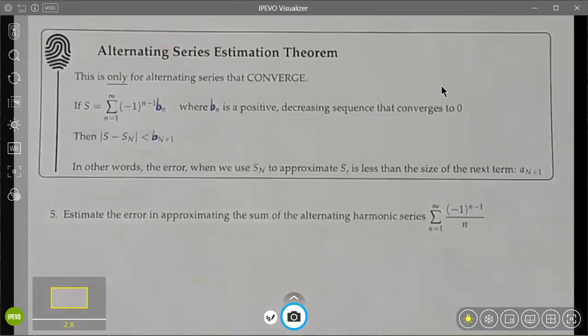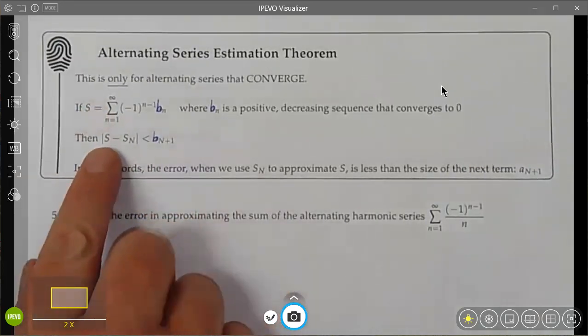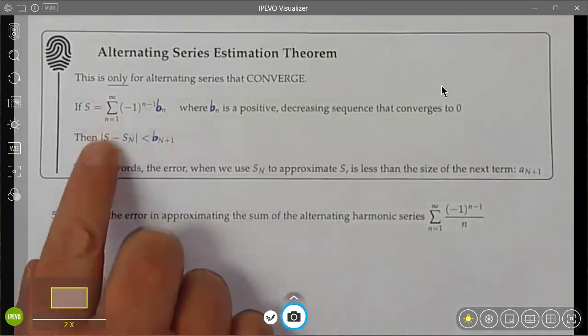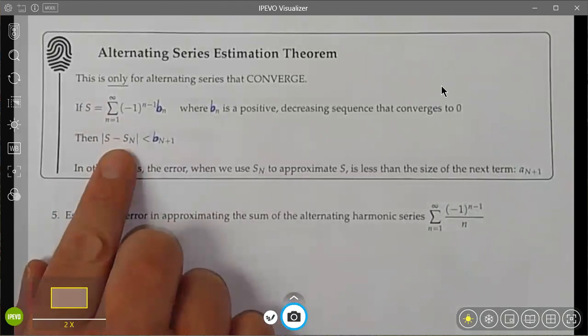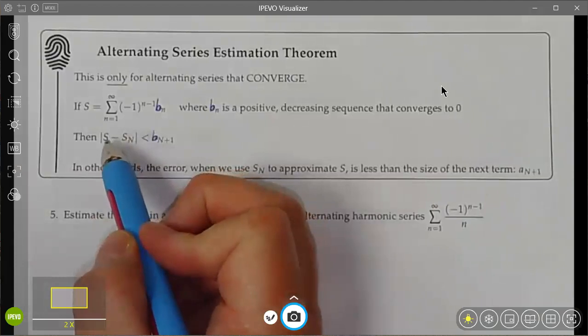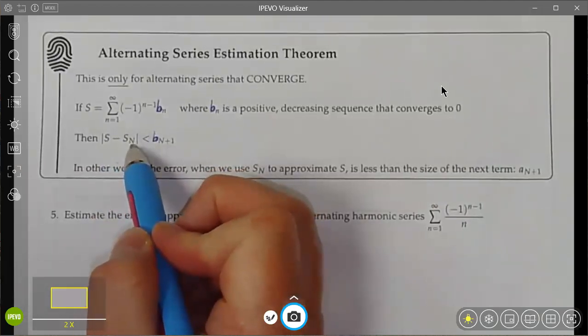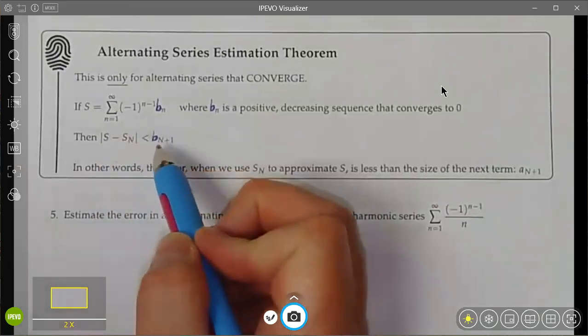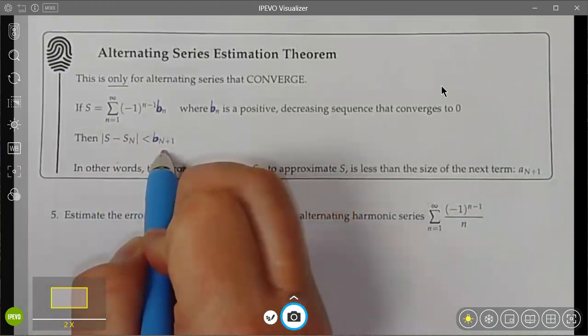For alternating series that converge, there's a really nice theorem that'll tell us, if we look at the difference between the true sum and the partial sum, the error in that estimation. So this formula is really nice. It turns out the difference between the nth partial sum and the true sum is going to be no more than the n plus 1 term in this sequence.